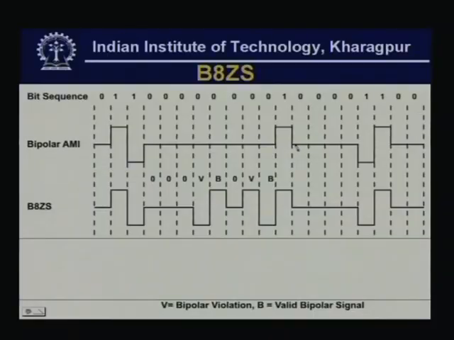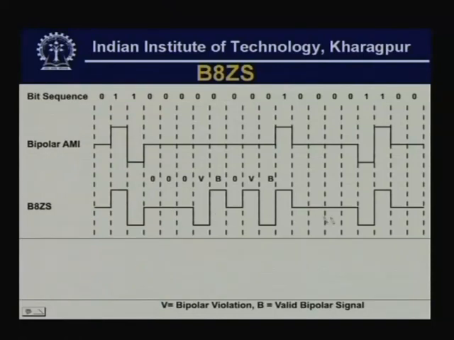However, in this particular case, as you can see, there are 4 zeros, 0 0 0 0. These zeros, however, are not replaced, but as I said, as long as the number of zeros does not exceed 8, no replacement is done. So, this is how B8ZS code is sent, and this is being sent over the line.